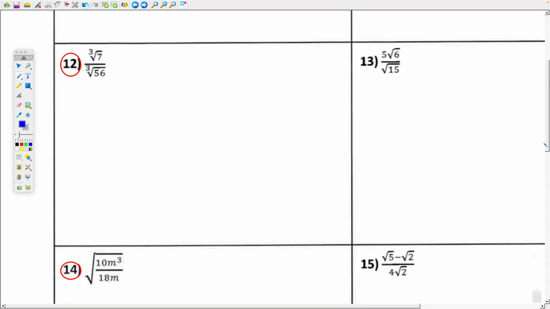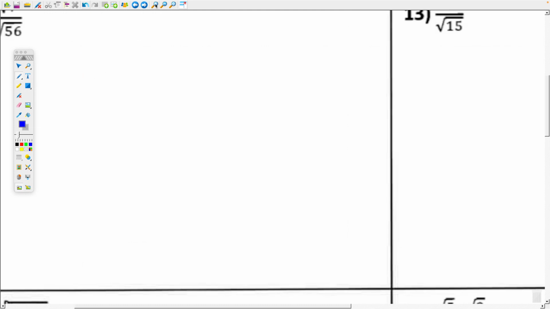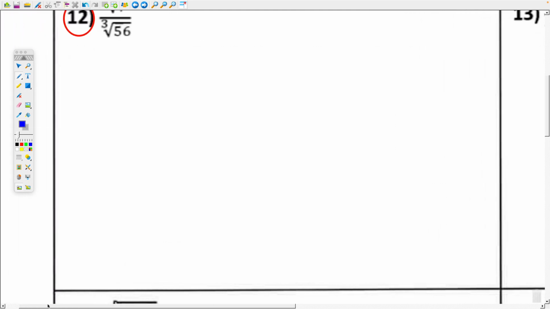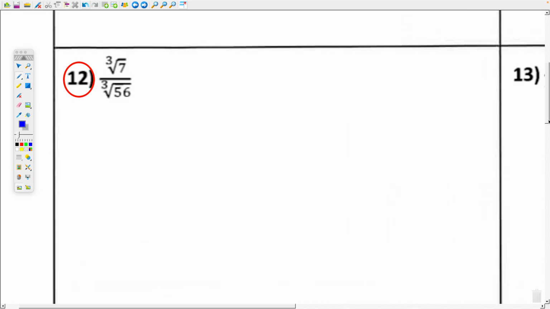But this is important. Number 12. You know that 7 cannot divide 56 evenly. Not evenly, but it will be a fraction. Let's say we reduce 7 over 56. What will it become? 1 over 8. So that means I have the cube root of 1 over the cube root of 8. Do you see what I did with that? All I did was put the 7 over 56 in my brain and reduced it, okay?